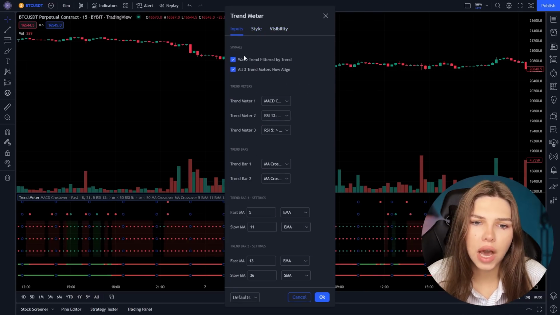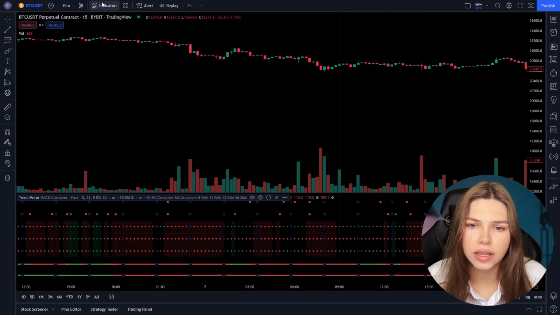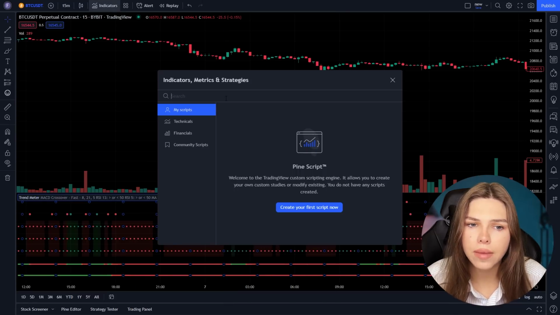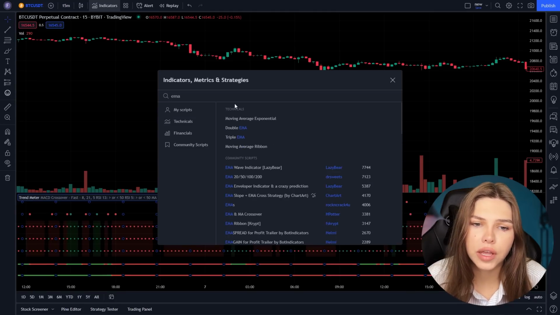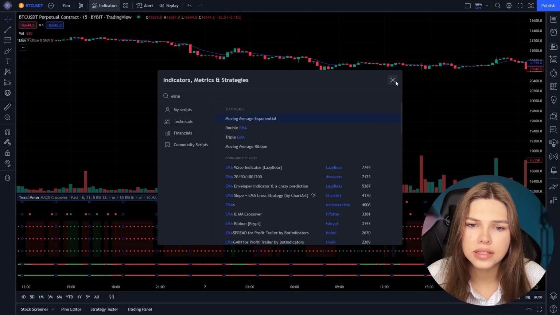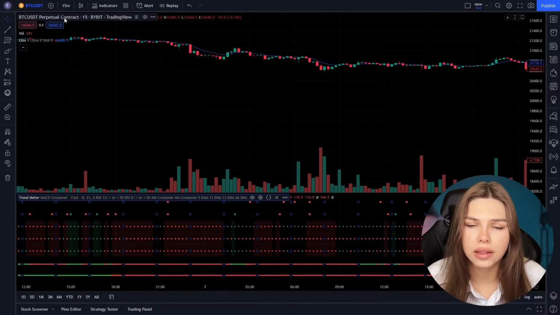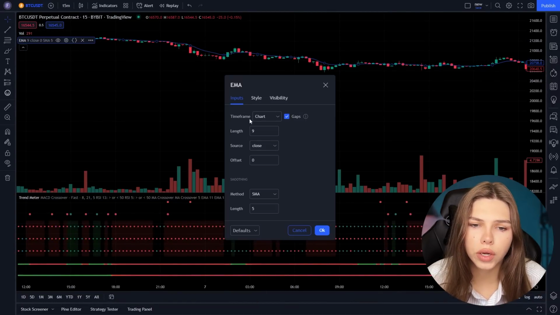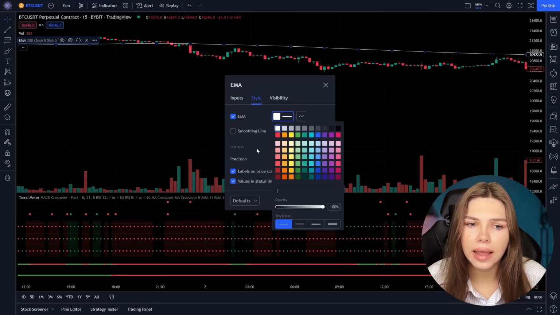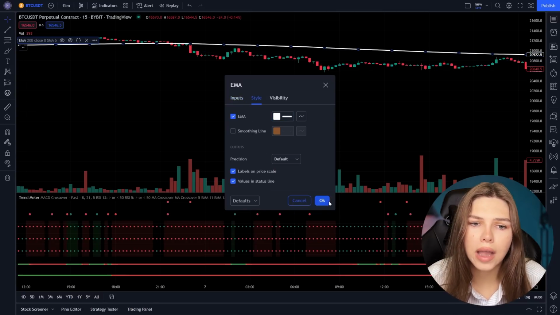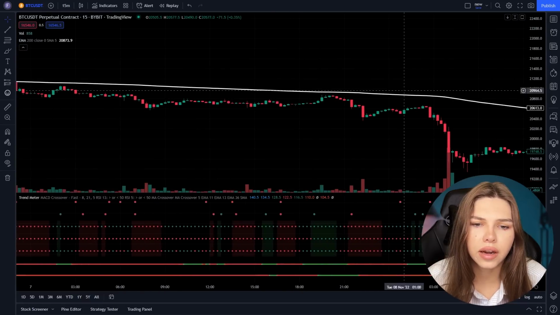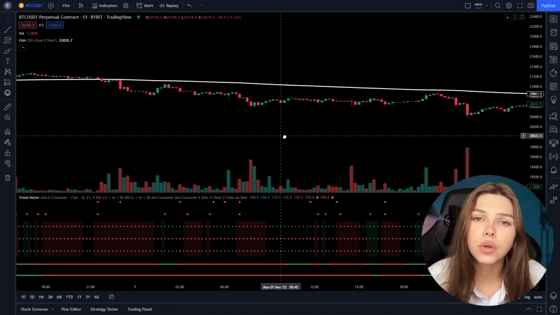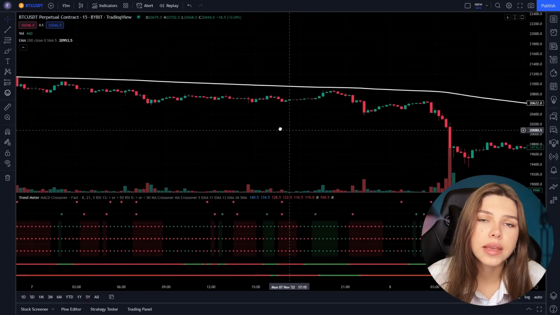Now we're going to add our second indicator. We'll go back into indicators and type in EMA, the exponential moving average. We'll add that and change a few settings for this one. So we'll click on settings, and in inputs we're going to change the length to 200, and in style I like my EMA color to be white and a little bit thicker. This is what your chart is going to look like when you're done setting up the indicators.